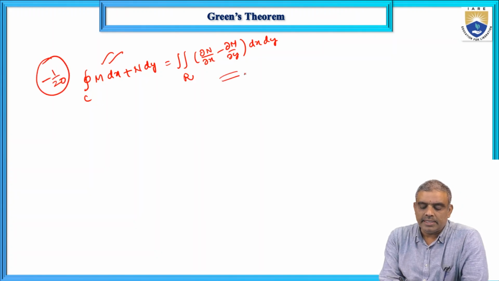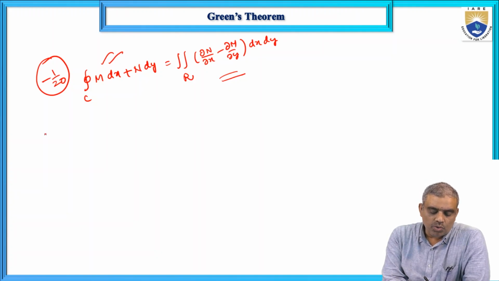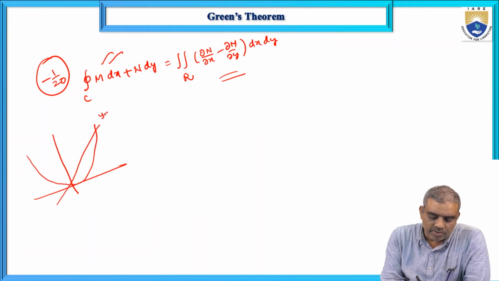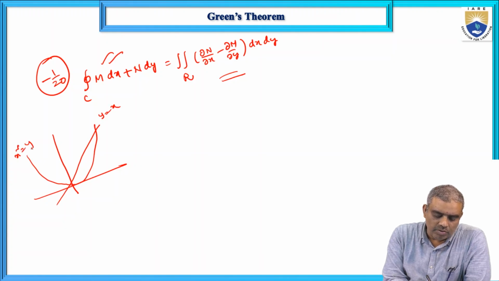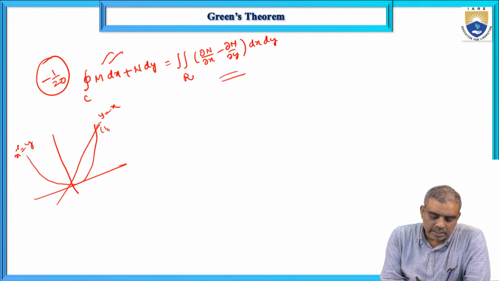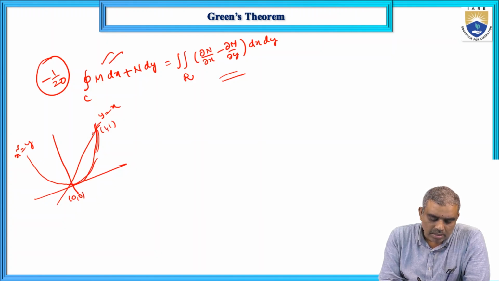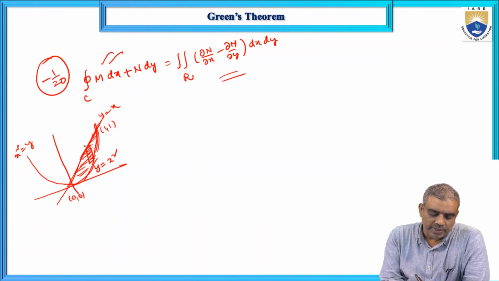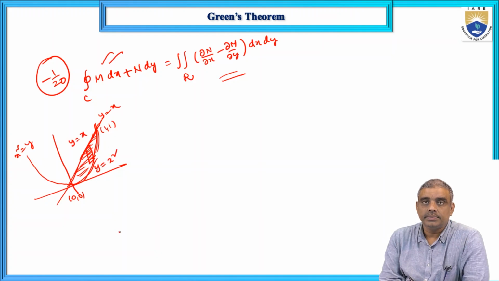Now we have to calculate this one. So how to calculate over the region? Already I have shown the figure. This is the straight line y is equal to x. This is x square is equal to y, the parabola. So the intersection point is 1 comma 1, and this is 0 comma 0. On considering the strip inside the region, the strip parallel to x-axis, that is y is equal to x square to y is equal to x.